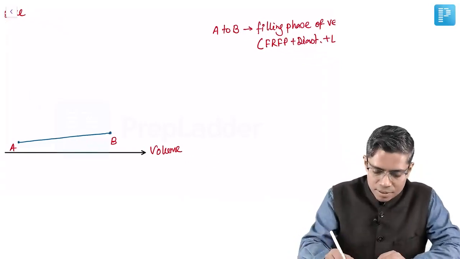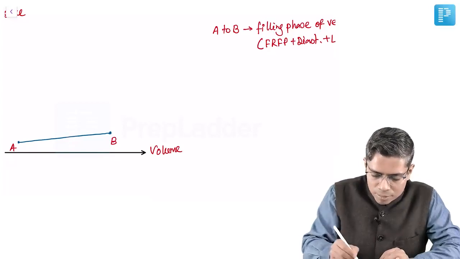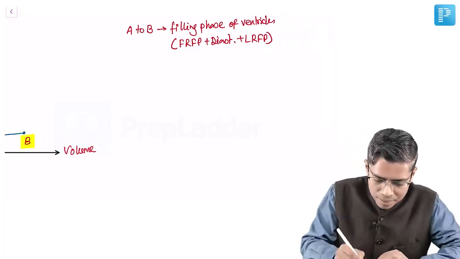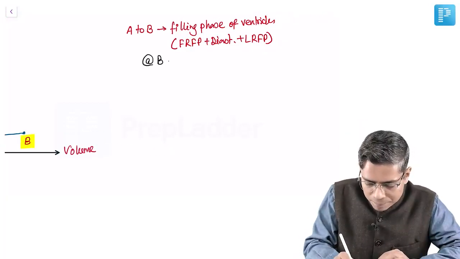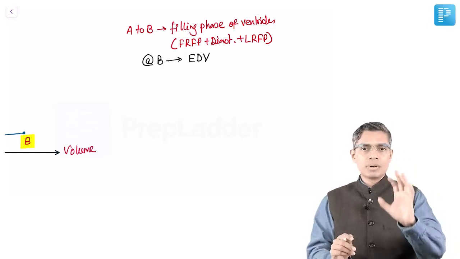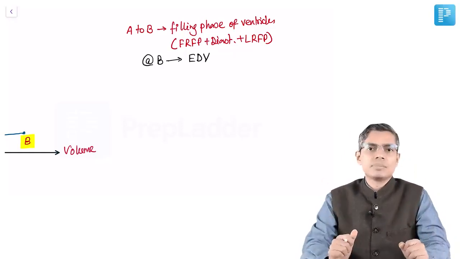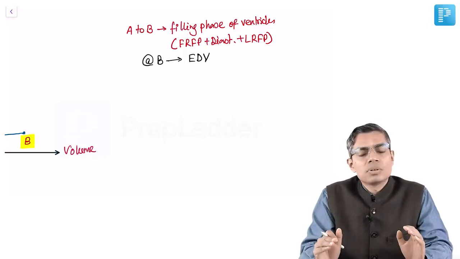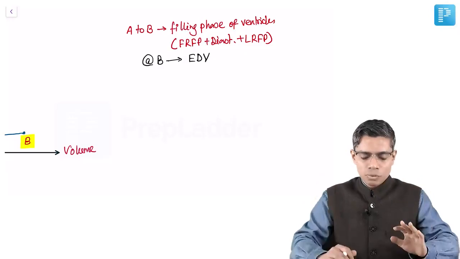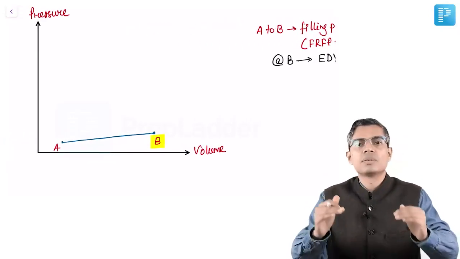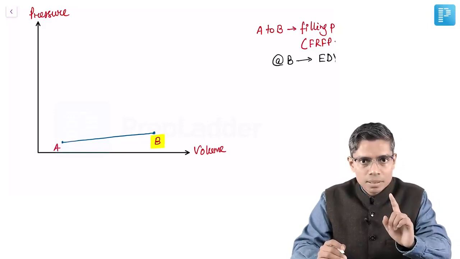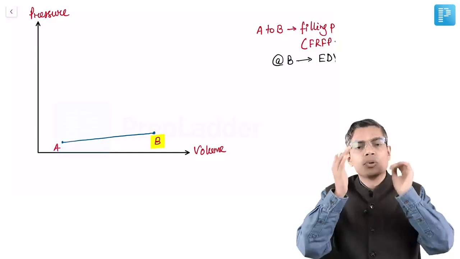So at the end of ventricular filling, the total volume of blood present at point B is nothing but my end diastolic volume. So I'm writing here that at point B, end diastolic volume is present in the ventricle. Now, whenever the ventricle is filled with end diastolic volume, could you tell me which phase of the cardiac cycle is going to start? Your simple answer: isovolumic contraction, sir. What do you mean by isovolumic contraction? Isovolumic contraction means volume will remain the same, but pressure in the ventricle will start rising more and more.